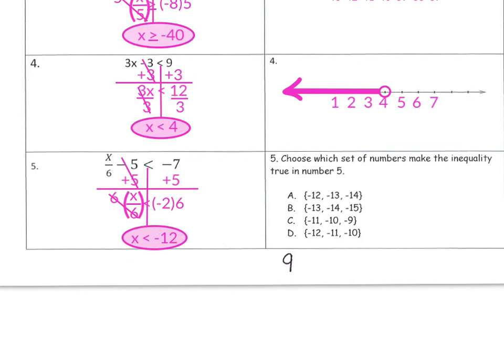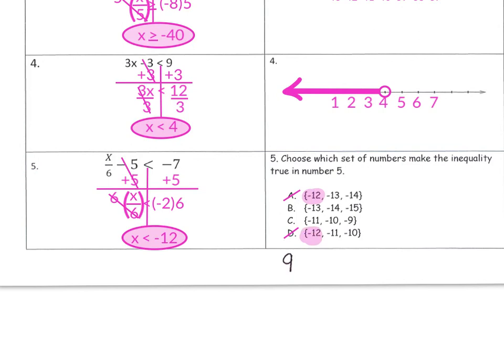When I look through my answer choices, if it has to be less than -12, well, I see -12 is in choice A and choice D. But -12, it's supposed to be less than -12. So that means that -12 cannot be included in my solution. So that means I'm going to cross out the A and the D because A and D both include -12, and -12 cannot be included. So the reason I cross these out is because of that -12 in those two answers, which cannot be included.